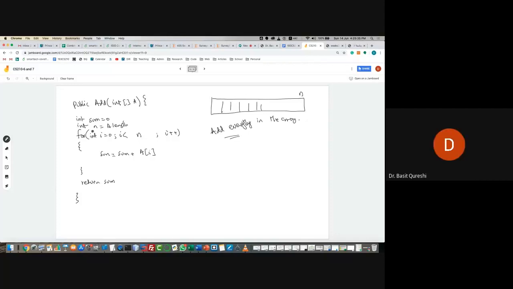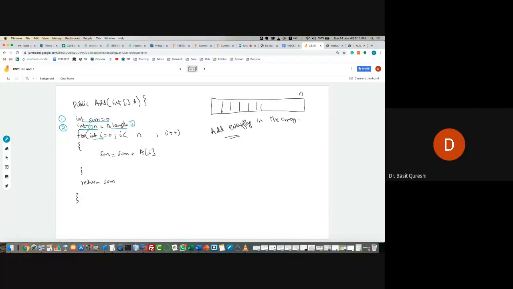Let's first try to estimate the runtime. Can you give the runtime for this function? We saw this last Tuesday. Without doing the big O thing, how many operations are there? The integer sum equals 0 is constant, one operation. Here we have integer n equals a.length. For a.length, we have to go and fetch the value, that is one operation, and integer n itself is one. So overall, this is 2 operations.